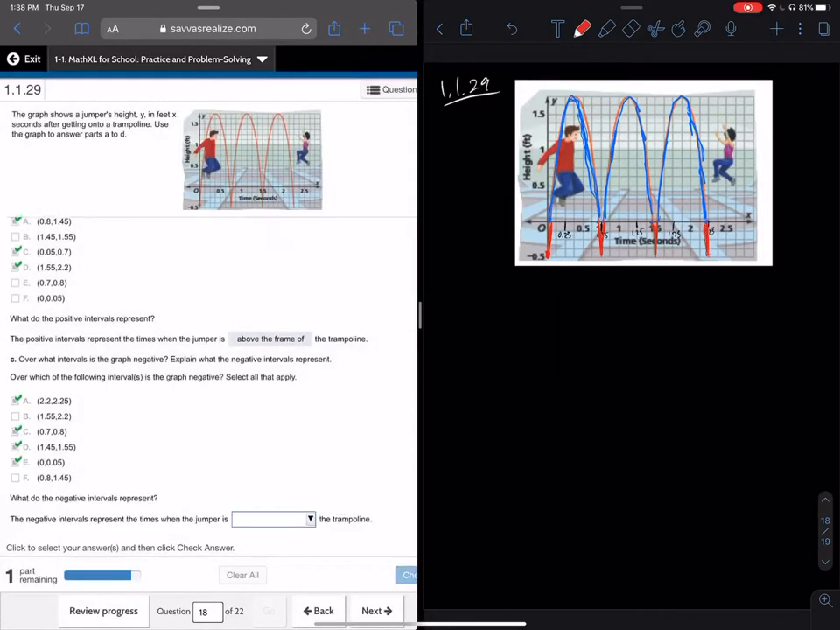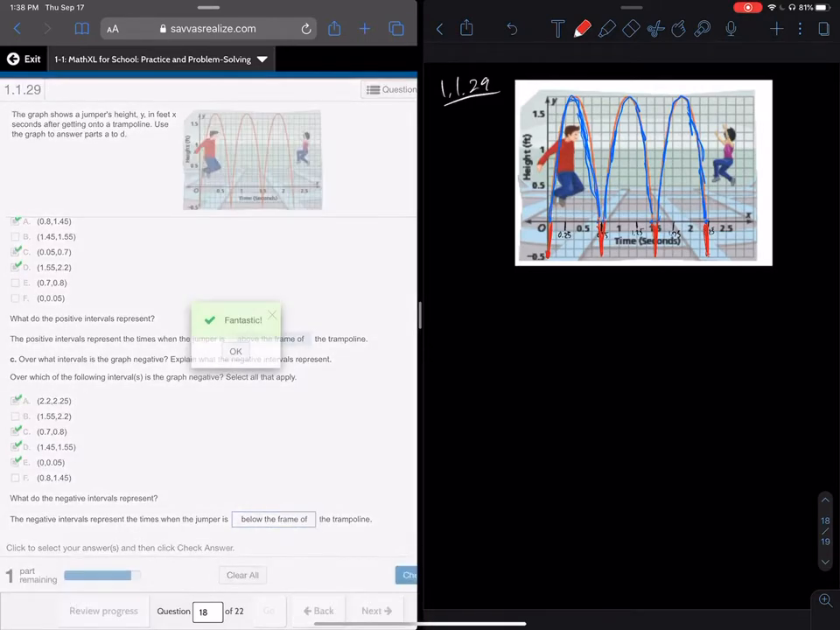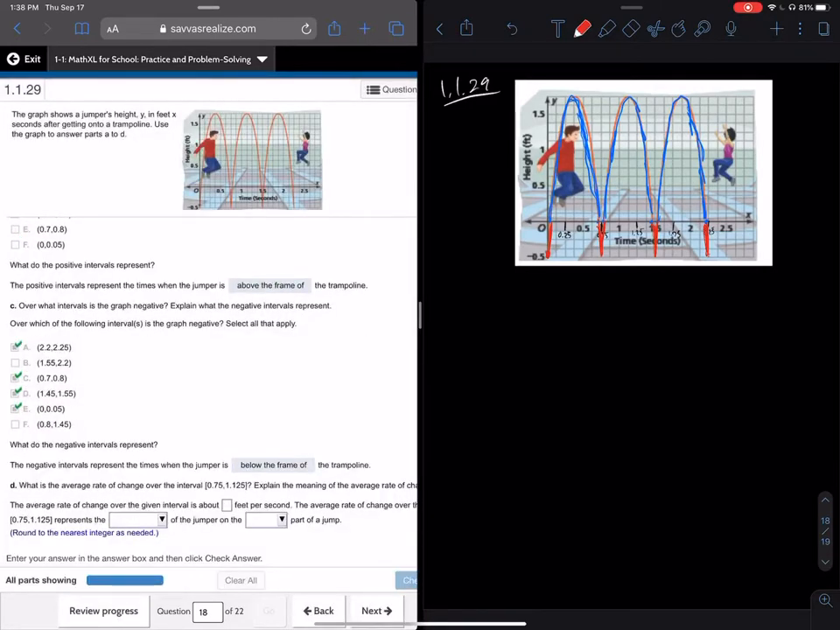Good, moving right along. And what do the negative intervals represent? So we're negative relative to the frame. That means the trampoline is sagging down. So the negative intervals represent the time when the jumper is below the frame of the trampoline. So we'll check that. We're good there.